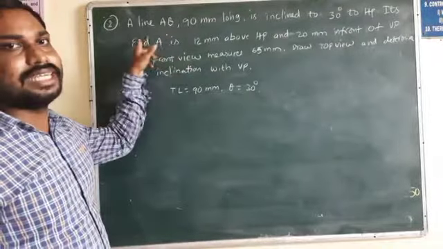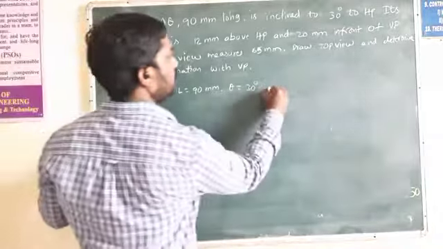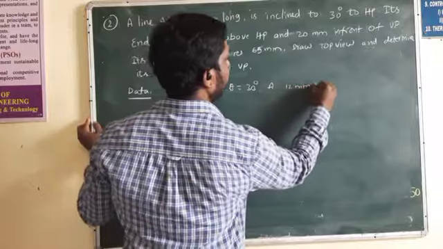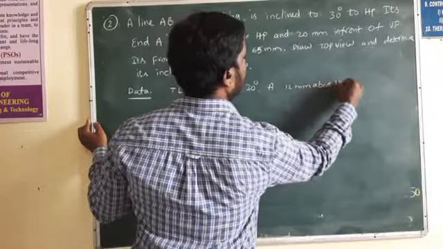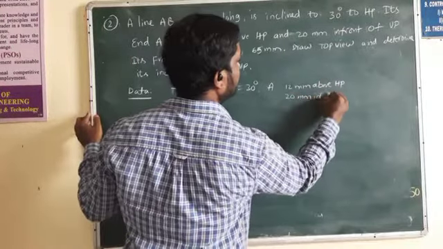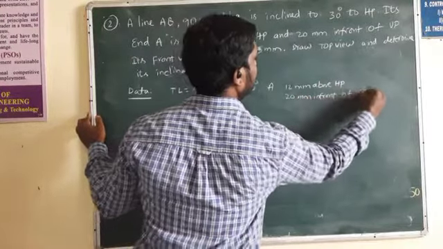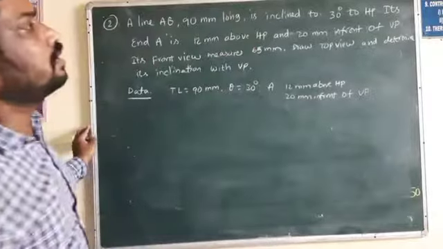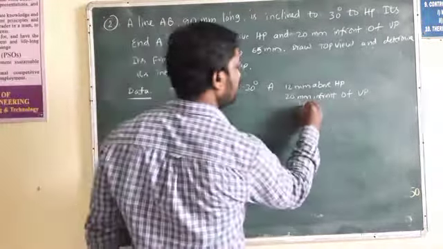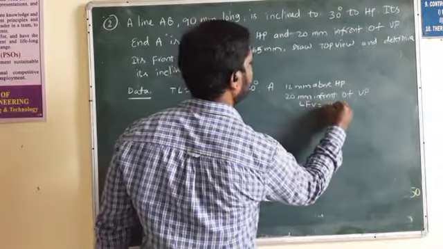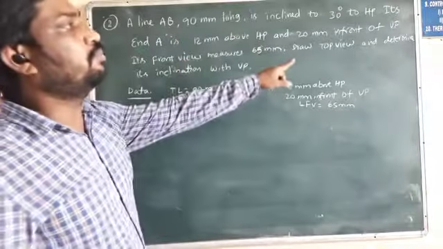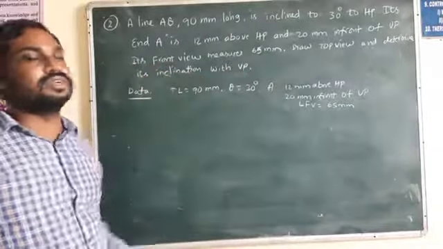The point here, how much is given? 12 mm above HP and 20 mm in front of the vertical plane. Now its front view measures 65. The length of the front view is given here. Now draw the top view and determine its inclination with the vertical plane.